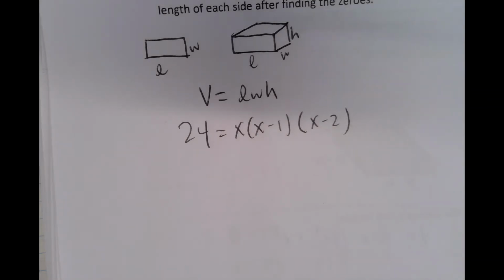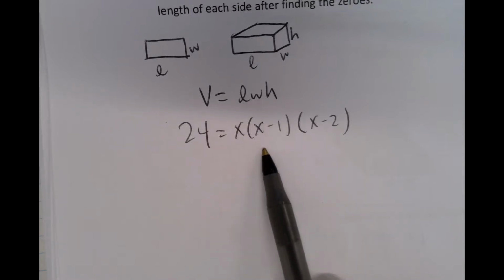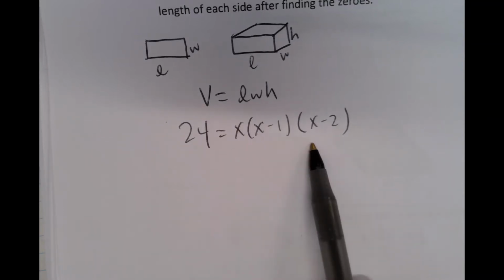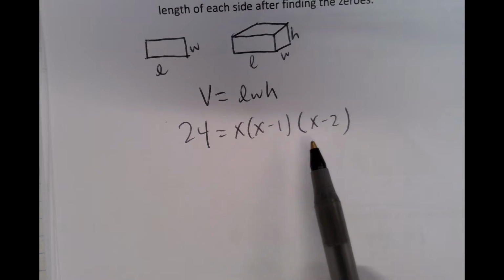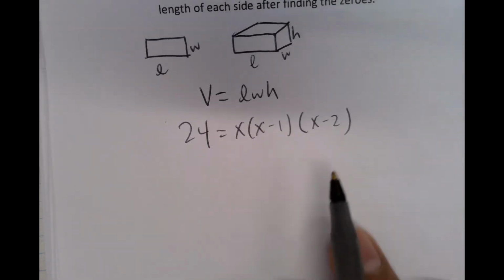So then all we do is we fill in the three different sides that they give us, which is x, x minus 1, x minus 2. We multiply them together, and we know that that equals 24. So what you would do is you would go ahead and multiply. So you're going to distribute.